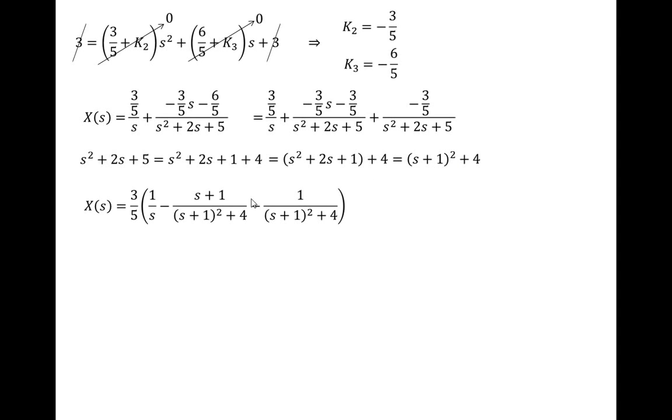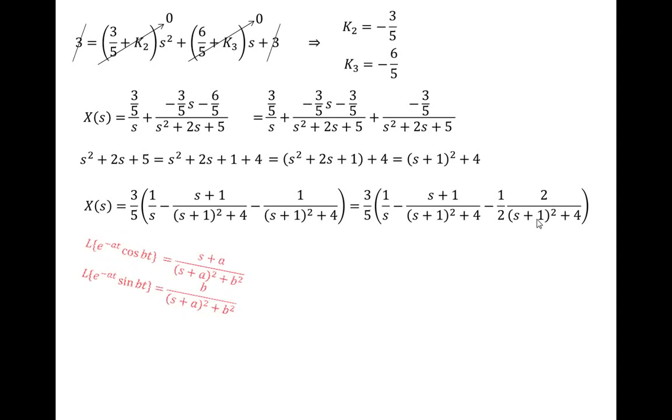So X(s) will be in the form of 3 over 5 multiplied by 1 over s minus (s plus 1) over ((s plus 1) squared plus 4) minus 1 over ((s plus 1) squared plus 4). Again, I just factor out 3 over 5 from this relation. For the last component, I multiply by 1 over 2 and 2. I will explain why I need to do that.